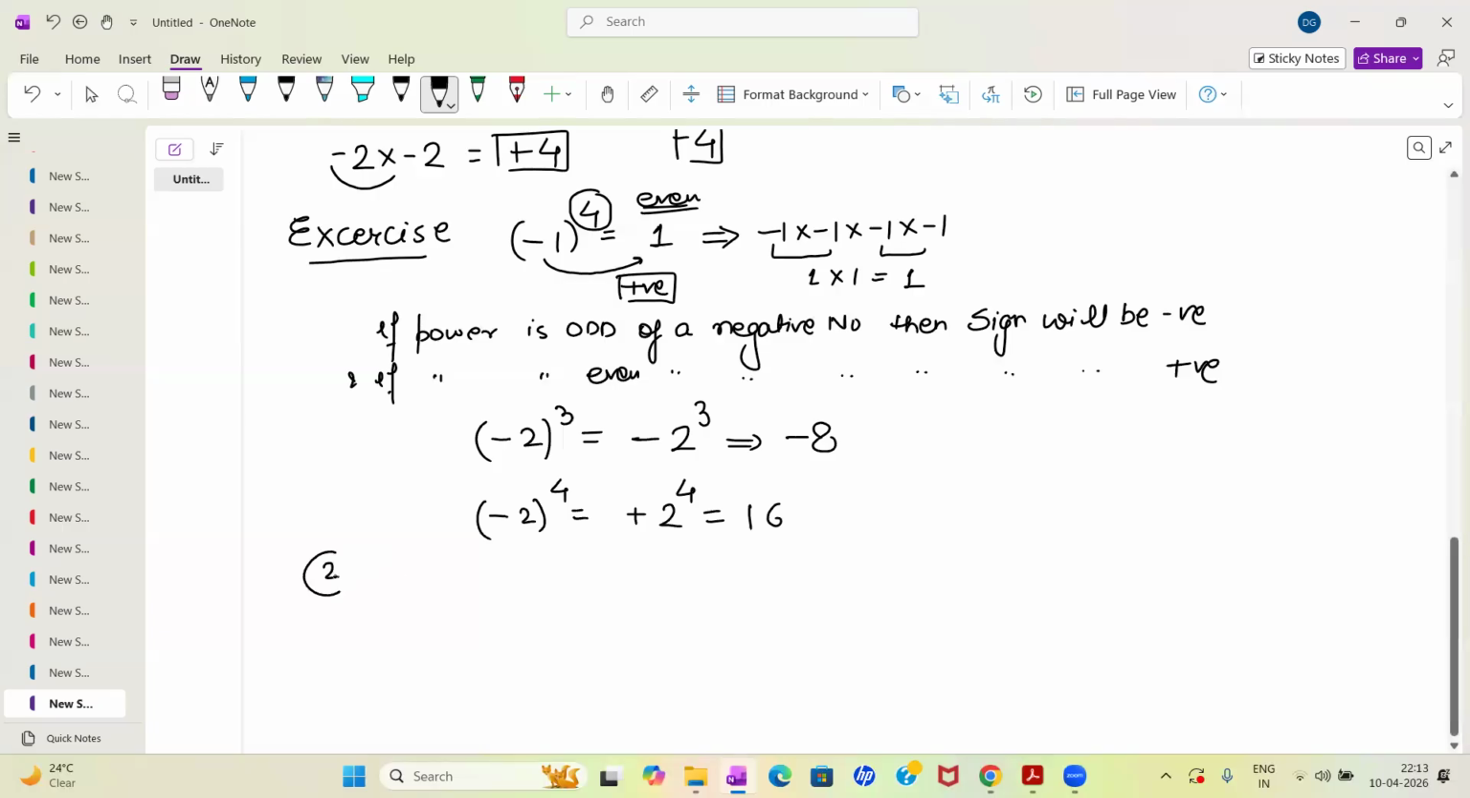So question number 2 is minus 1 to the power 5. Power is odd, just put a negative sign and 1 to the power 5. And we know that any power of 1 is always 1. So the answer is minus 1. Minus 1 to the power 8. Power is even. The answer will be plus 1.